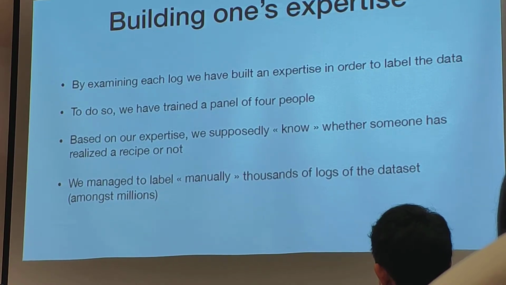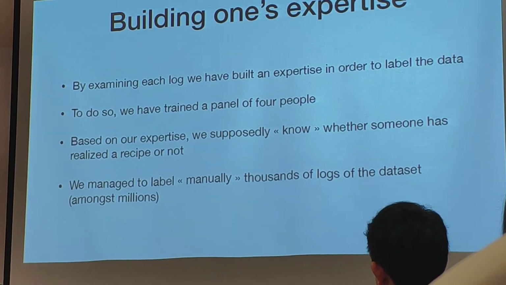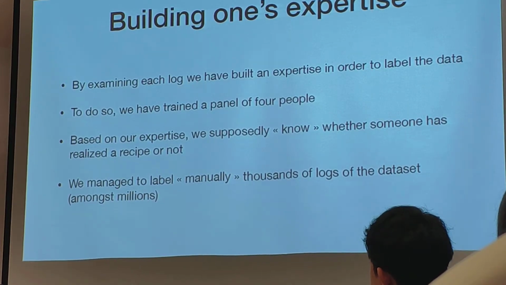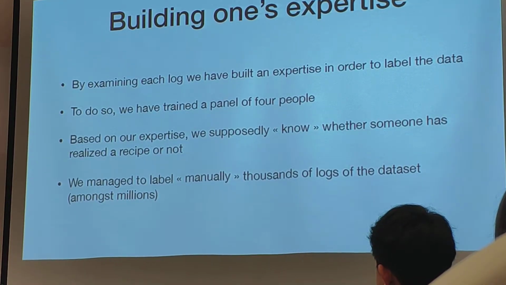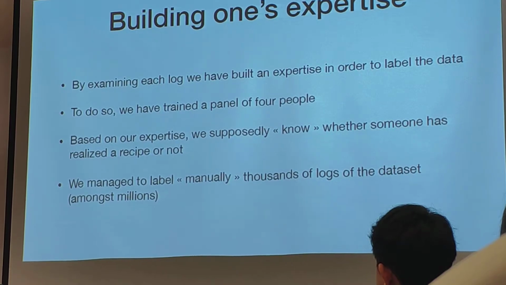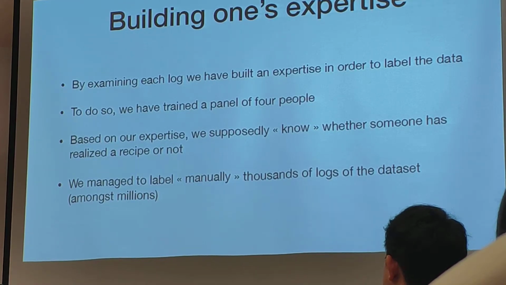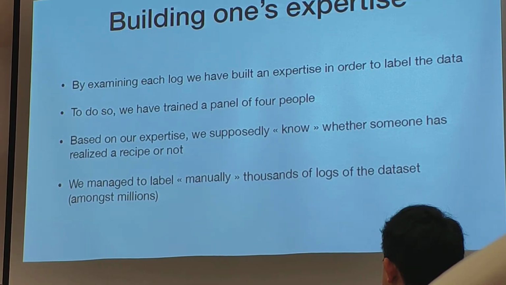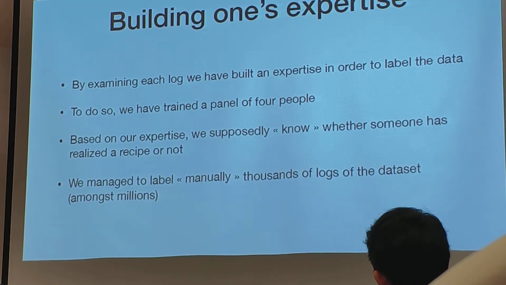So once I have labeled the data, then I can separate the data into 2 groups according to my expertise, okay? So we have trained people for that. I took 4 people and I asked them to assess thousands of logs, okay? And I asked them to say whether this log corresponds to a recipe that has been cooked or not. So based on our expertise, we supposedly know whether someone has realized the recipe. So we managed to label manually thousands of lines. At the very beginning, you have to do that because you have no information on your logs.